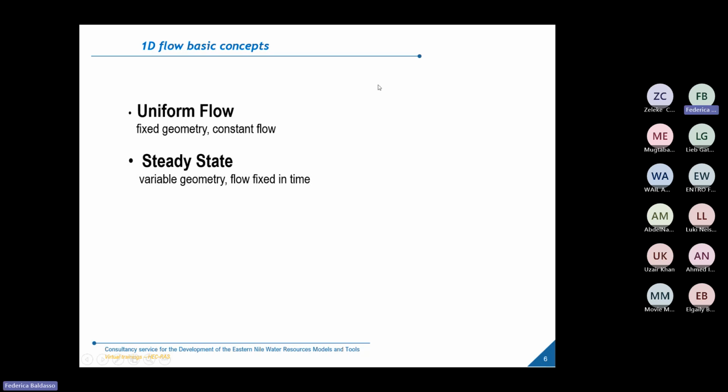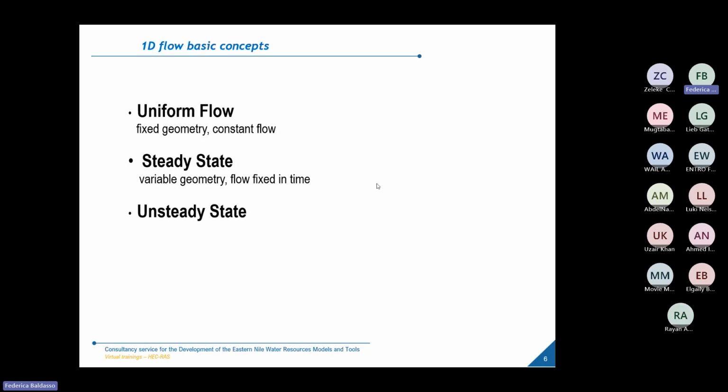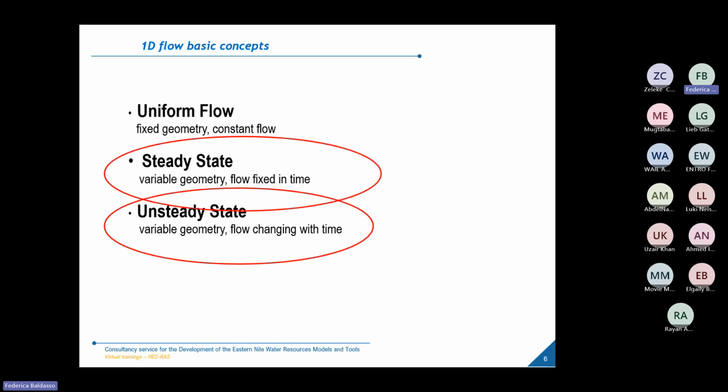And then there is the most general case of flow, which is the unsteady state. In this case, we have a variable geometry and also a flow which is changing with time. With the HEC-RAS software, you can perform these two cases, the steady state and the unsteady state. We are going to see both of them during the training.